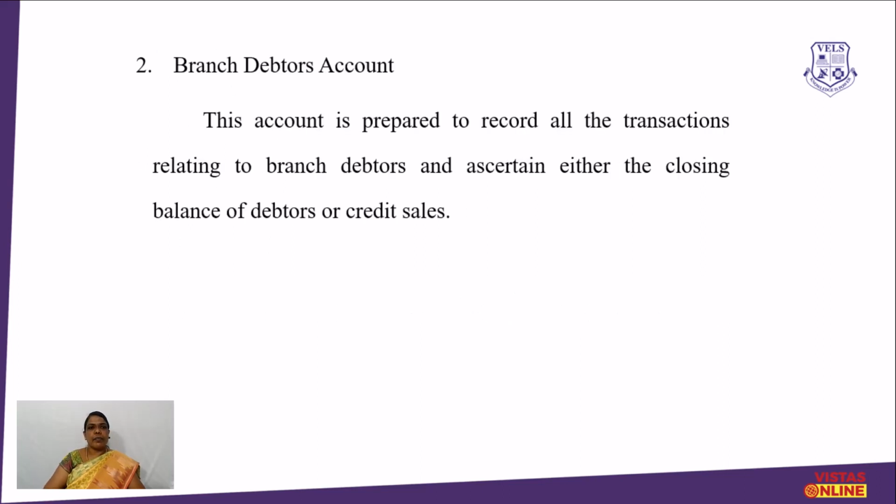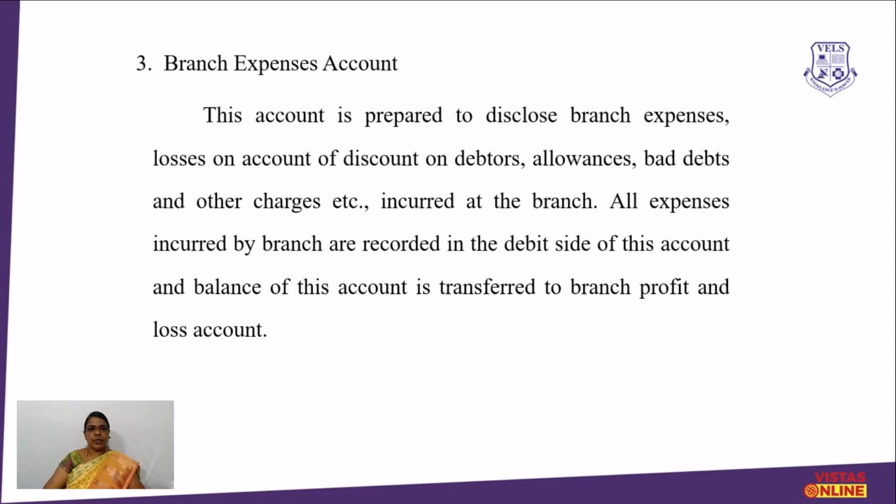Then we can see the branch debtors account. This account is prepared to record all the transactions relating to branch debtors and ascertain either the closing balance of debtors or credit sales. Then the branch expenses account. This account is prepared to disclose branch expenses, losses on account of discount on debtors, allowances, bad debts and other charges incurred at the branches. All the expenses incurred by the branch are recorded on the debit side of this account and the balance of this account is transferred to the branch profit and loss account.